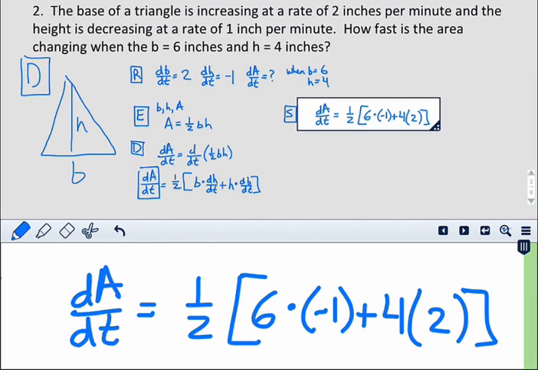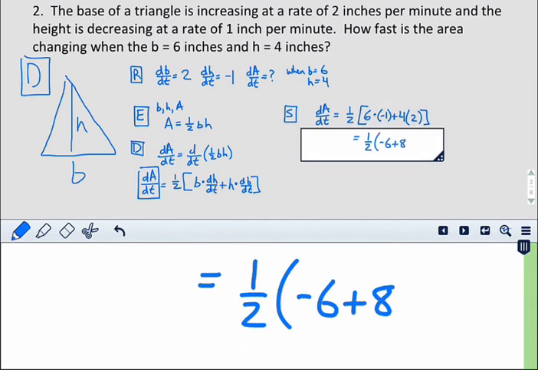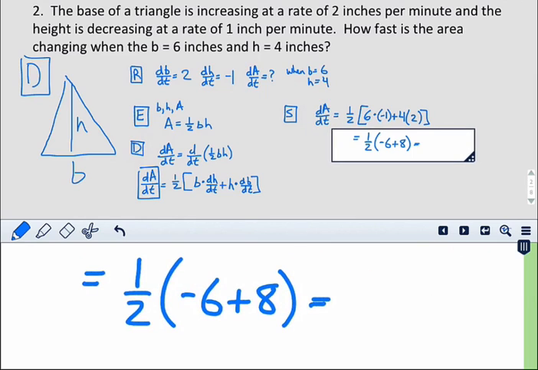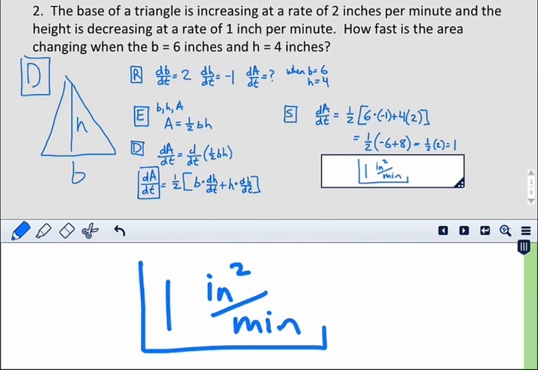And when we solve for this, we're going to get 1/2 times -6 plus 8, which is 1/2 of 2, which is just 1. And so our rate is 1 square inch per minute. So the area of that triangle is increasing at 1 square inch per minute.